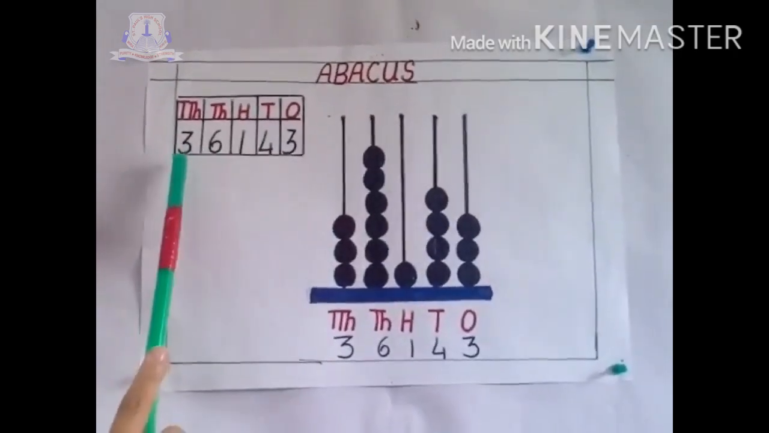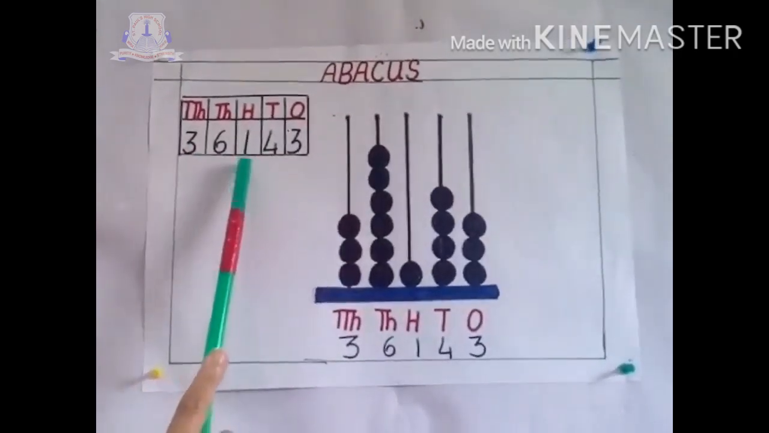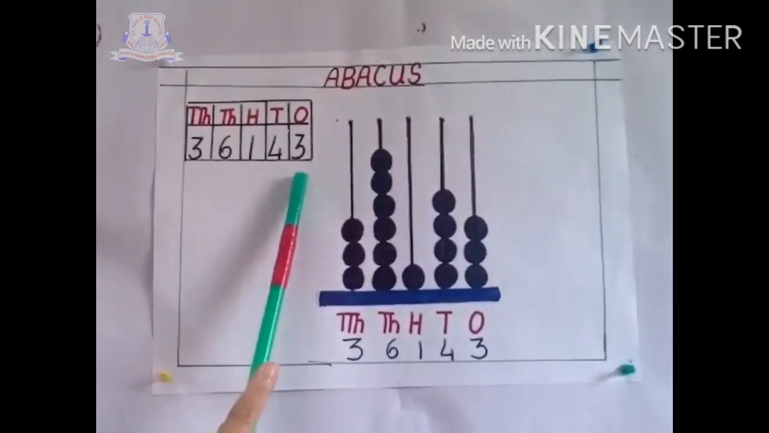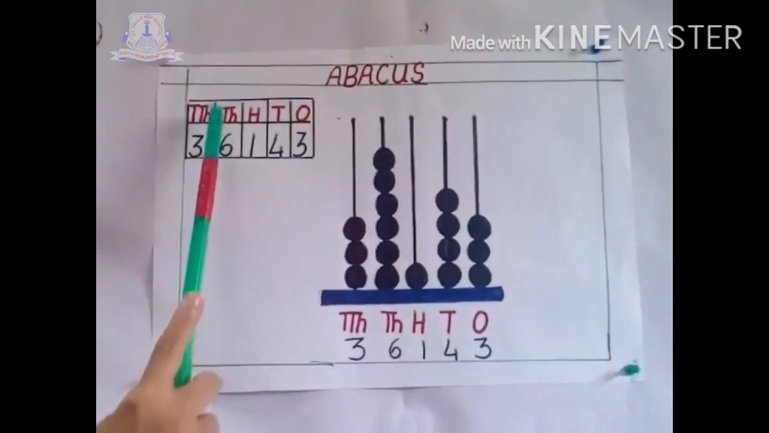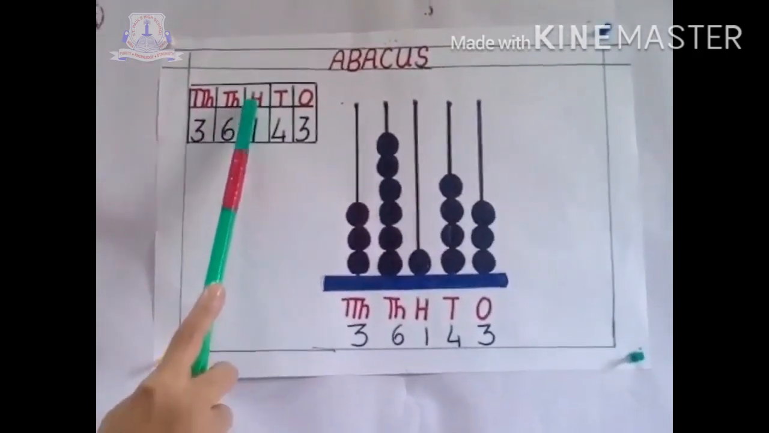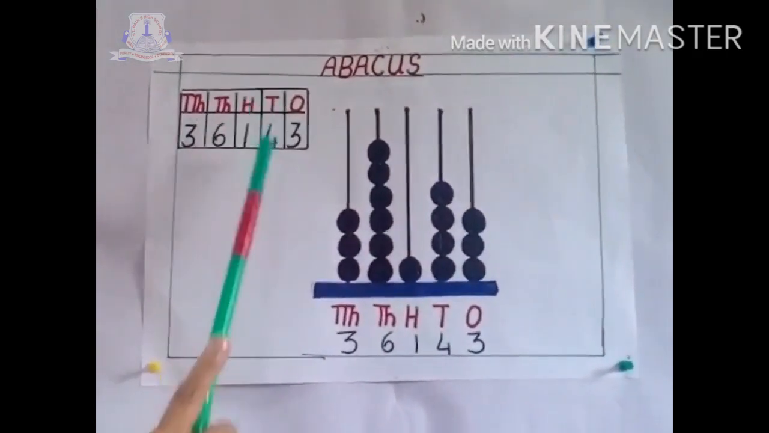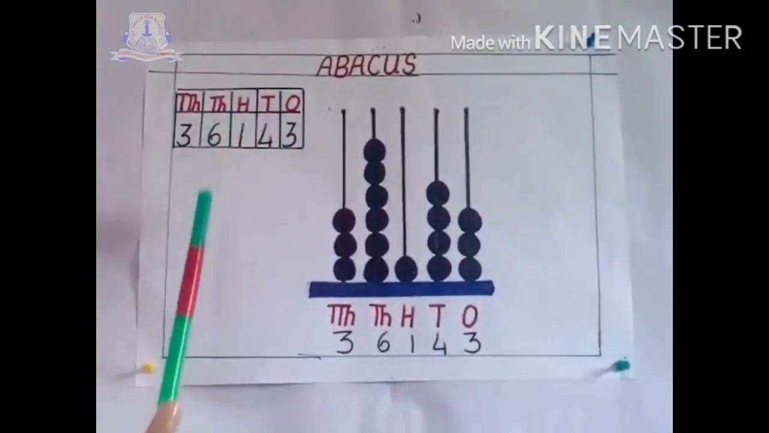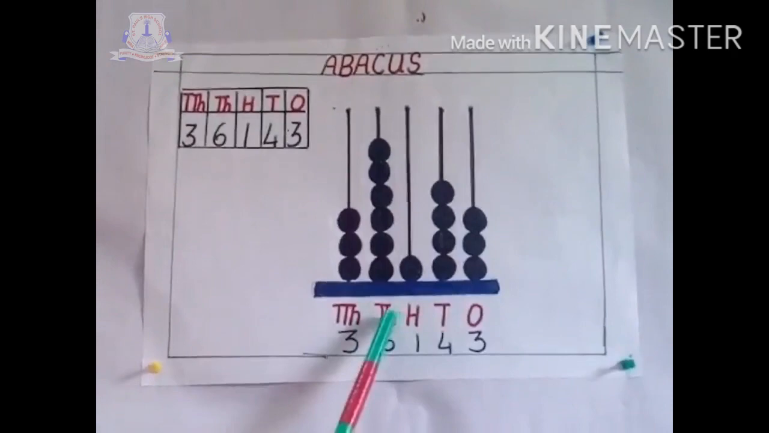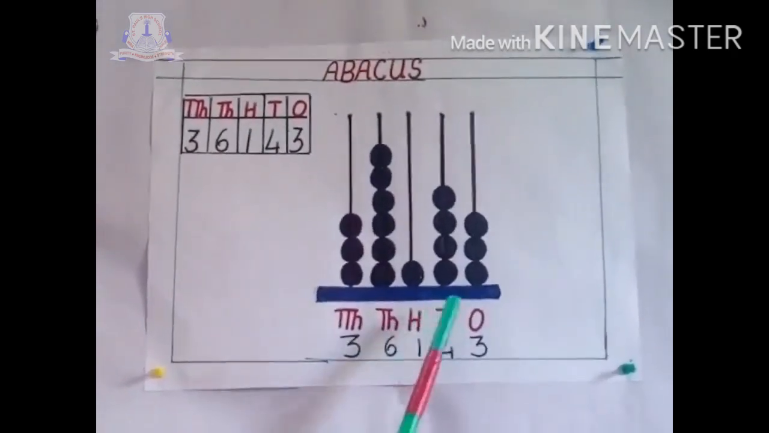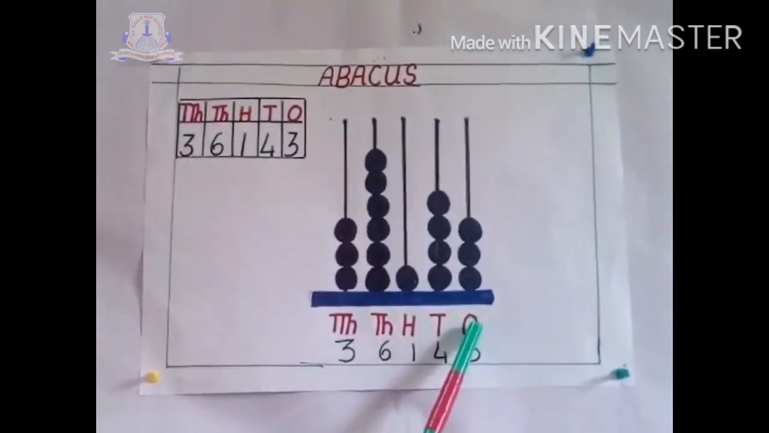Here the number given is 36,143. Here 3 is in the 10,000s place, 6 is in the thousands place, 1 is in the hundreds place, 4 is in the tens place, 3 is in the ones place. And you can see down also over here: 10,000, 1,000, 100, tens, ones.